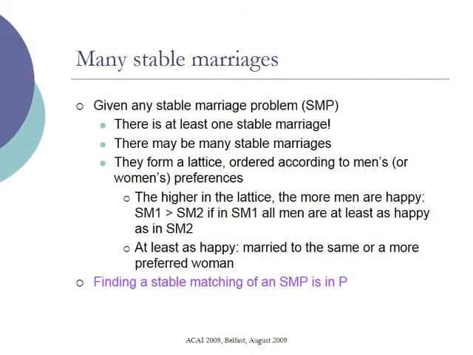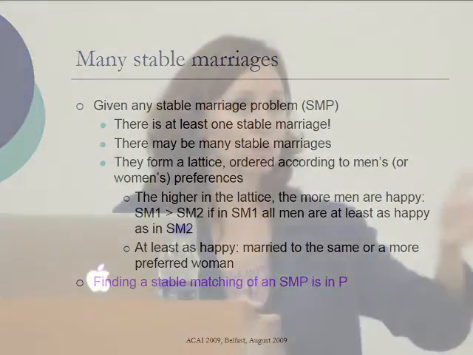In general, given any matching problem, so two sets of agents, preferences of these people over the other people, do you always have at least one stable marriage? Naturally, you have many. And finding a stable matching is an easy task, is in P. In polynomial time, you can find a stable matching. Okay? There is a very famous Gale-Shapley algorithm that finds a stable matching in a number of steps, which is at most quadratic in the number of agents. Okay?